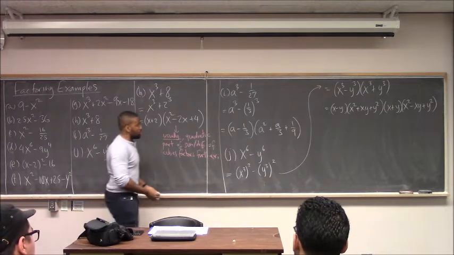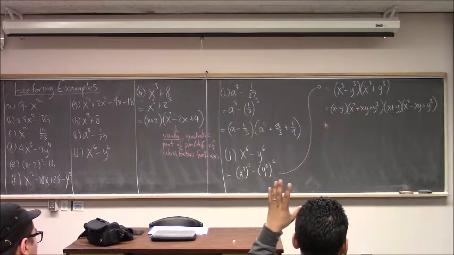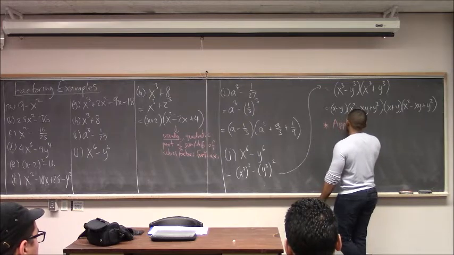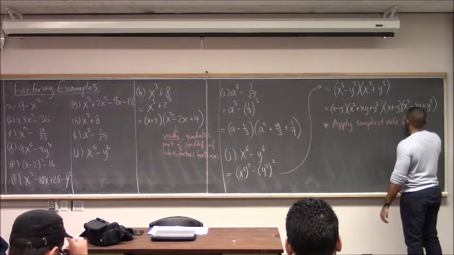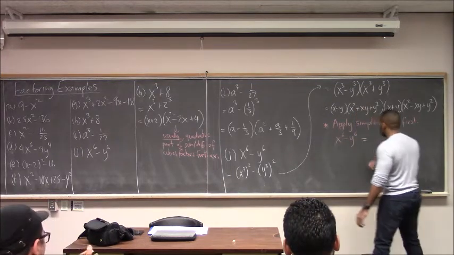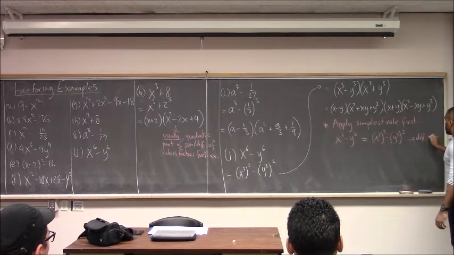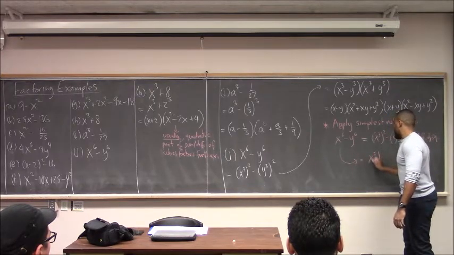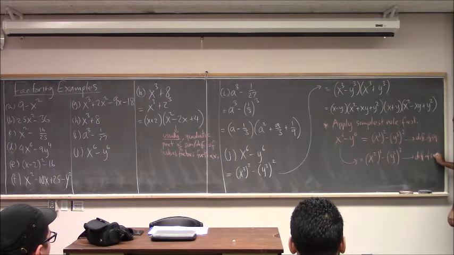And this is another example of what I've been talking about a lot. You want to really think simple and apply the simplest rule you can first. Right? So you might know that x to the 6 minus y to the 6, you realize you could think of this as x cubed squared minus y cubed squared, and you can think of it as a difference of squares. But you might have also seen that you can think of it as x squared cubed minus y squared cubed, and then think of it as a difference of cubes. Now, ultimately, you'll get to the same answer at the end.